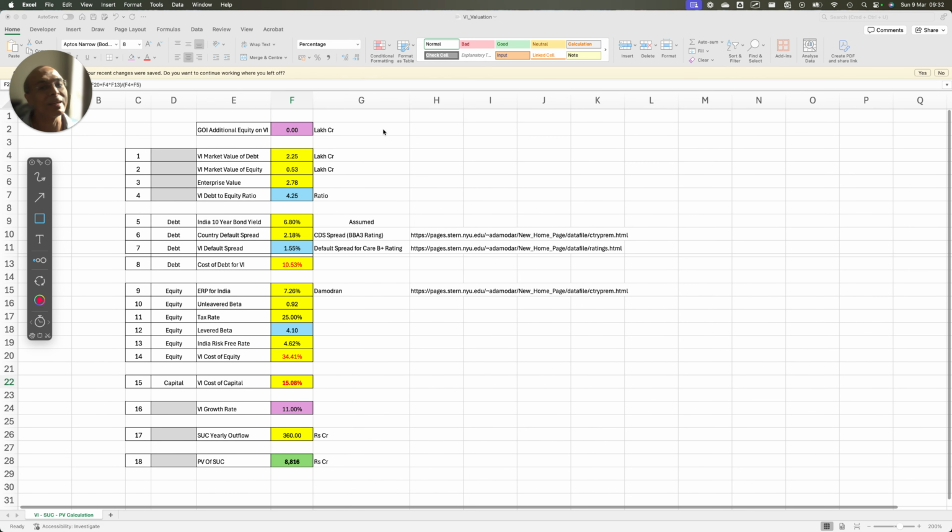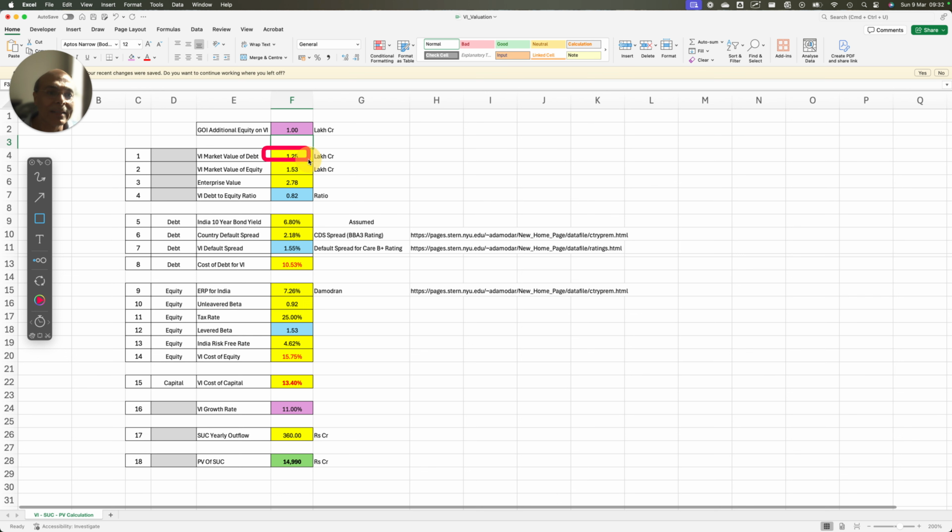Now let's do some tweaking here. Assume that the government takes an equity stake in Vodafone Idea to the tune of 1 lakh crores. I'm just making up a number. So what will happen? This number is going to decrease. The market value of equity is going to rise at the same market price. But this is not an accurate number, I'm just basically making it up.